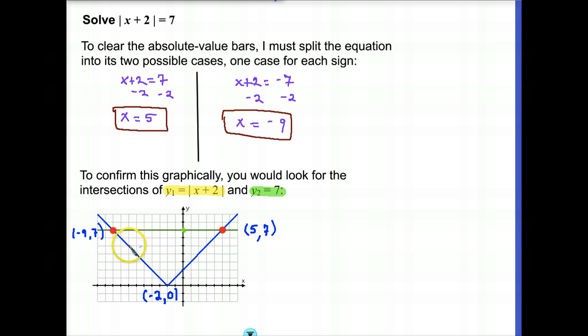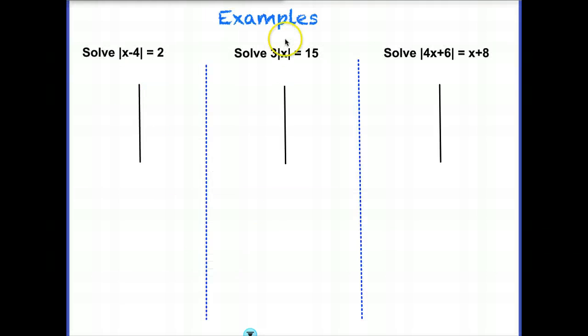So here's our two x values that we solved algebraically, and we verified that graphically. -9 and 5 are the solutions. That is what x can be and still give us a value of 7. All right, let's solve some more algebraically.